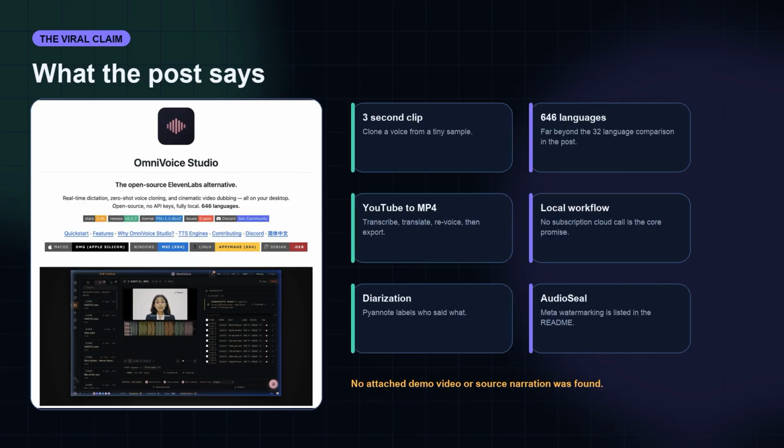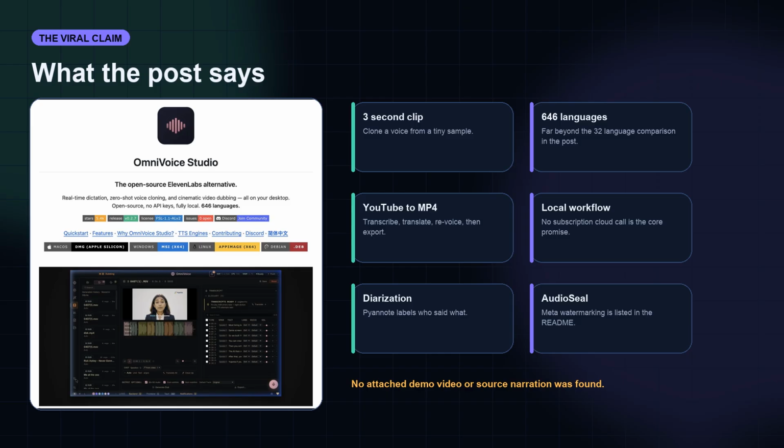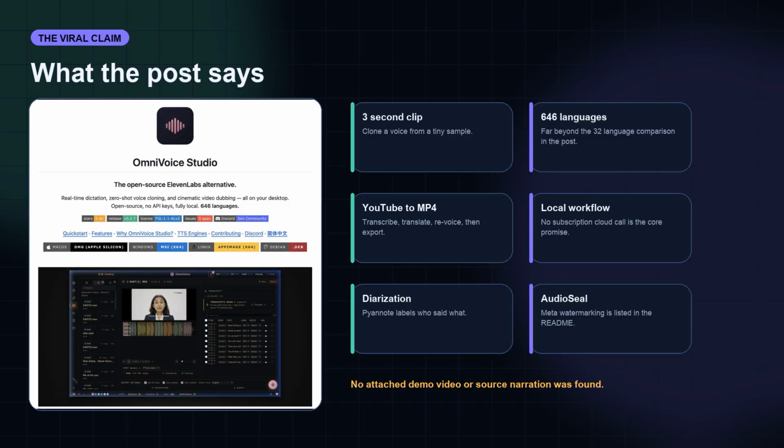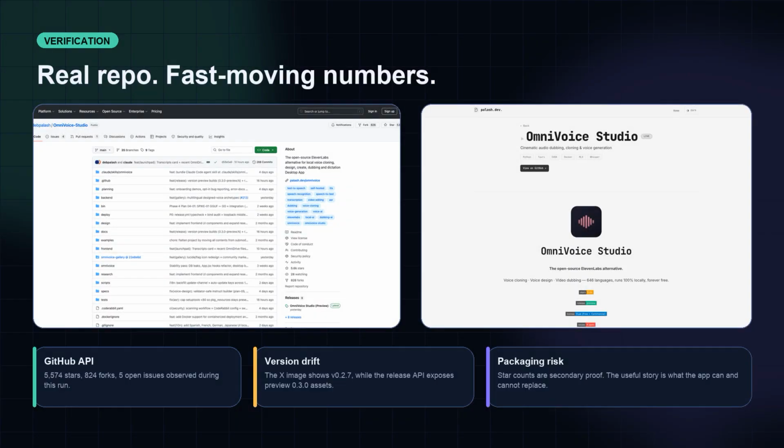That list is exactly why the post works. It sounds like a private creator studio, a dubbing tool, a dictation tool, and an agent tool in one desktop app. But a viral list is not the same thing as a production recommendation, so the next step is checking the sources. The official repo is debpalash/OmniVoice Studio.